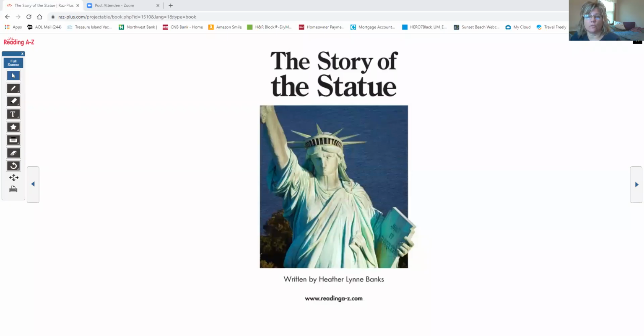So today I have a story we're going to look at called The Story of the Statue. I chose this story because there are some unknown words in it. And I also chose the story because this week we're spending some time reading patriotic books. So the Statue of Liberty is what we're going to learn about today, another symbol of America.